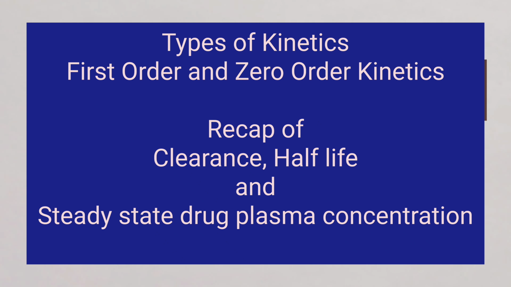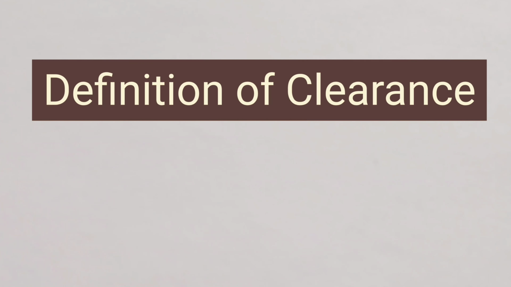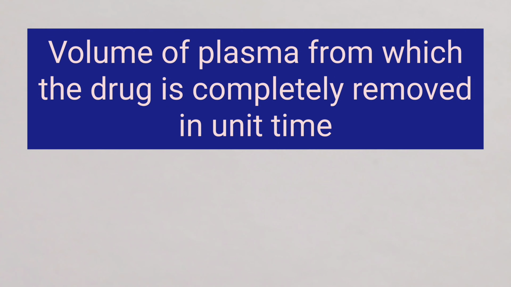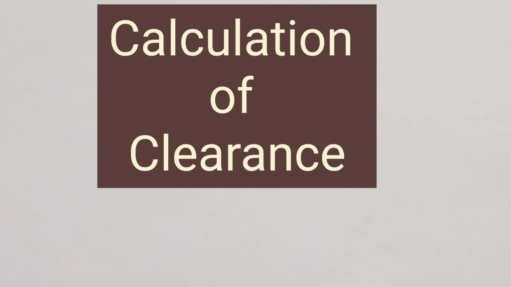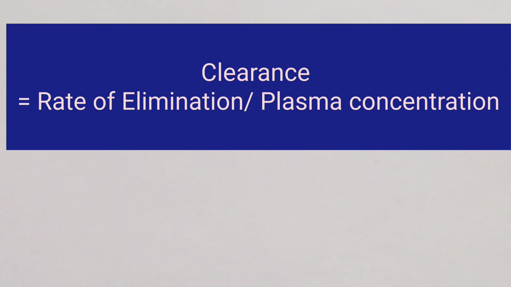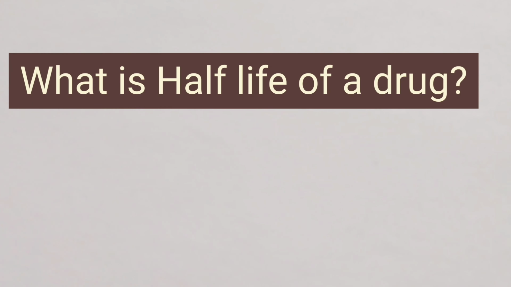So what is clearance of a drug? Clearance of a drug can be defined as the volume of plasma from which the drug is completely removed in unit time. Clearance can be calculated using the formula clearance is equal to rate of elimination by concentration of the drug. Next, what is half-life of the drug?